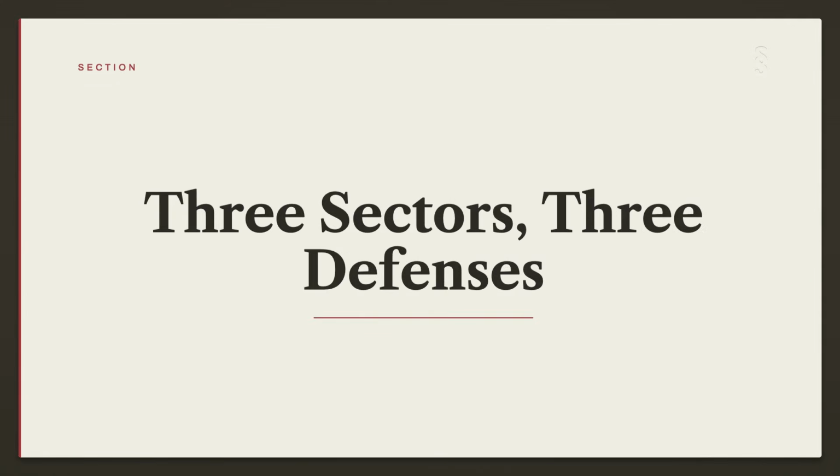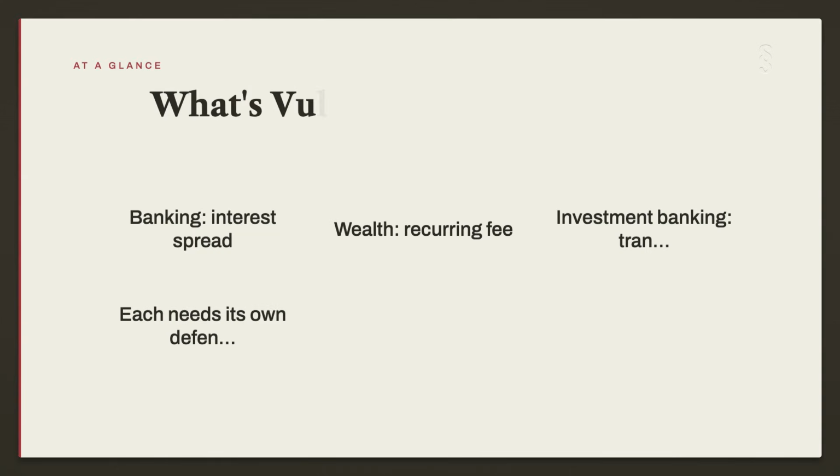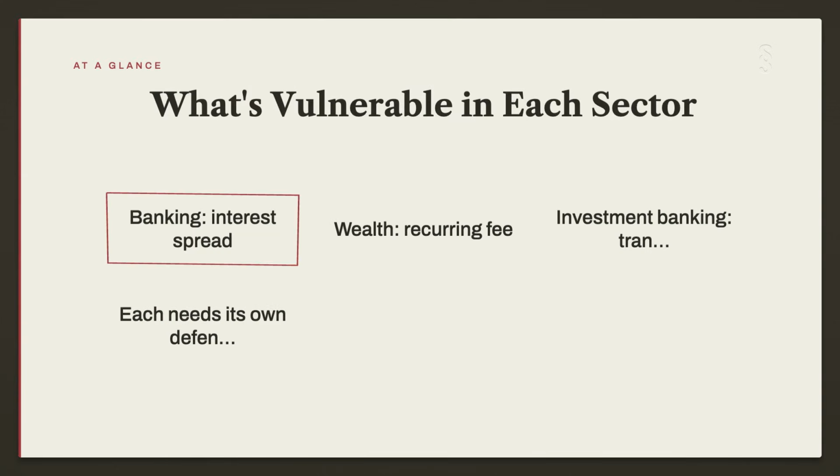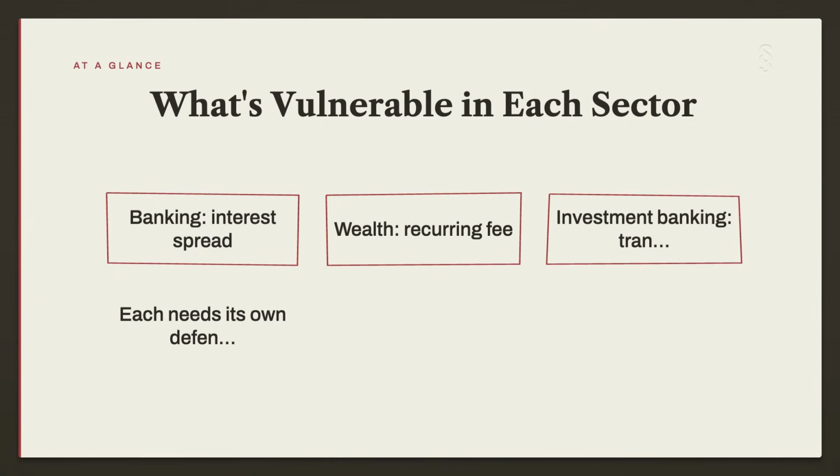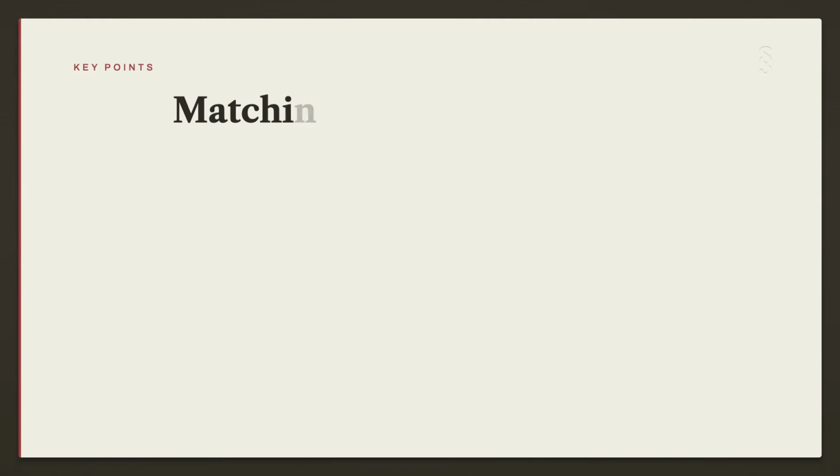Financial services isn't one business with one competitive threat. Each sector runs on different economics, which means fintech competition demands a different defense depending on where it strikes. In commercial banking, entrants attack the interest spread by offering better rates. In wealth management, they undercut the recurring fee with cheaper portfolio management. In investment banking, they bypass the transaction fee entirely by matching issuers to investors without needing the bank's distribution.